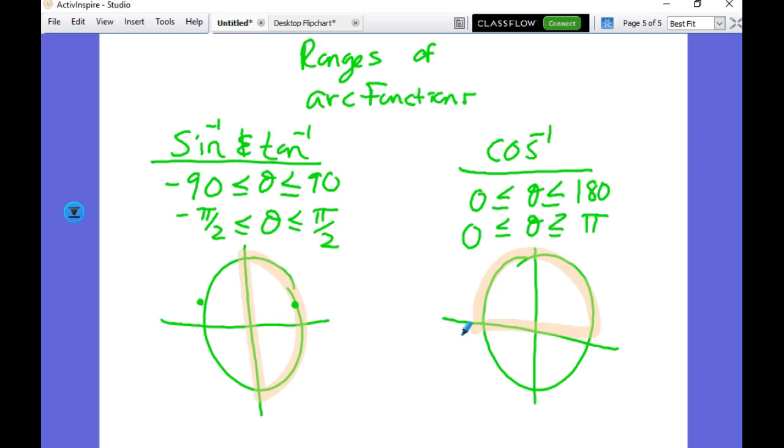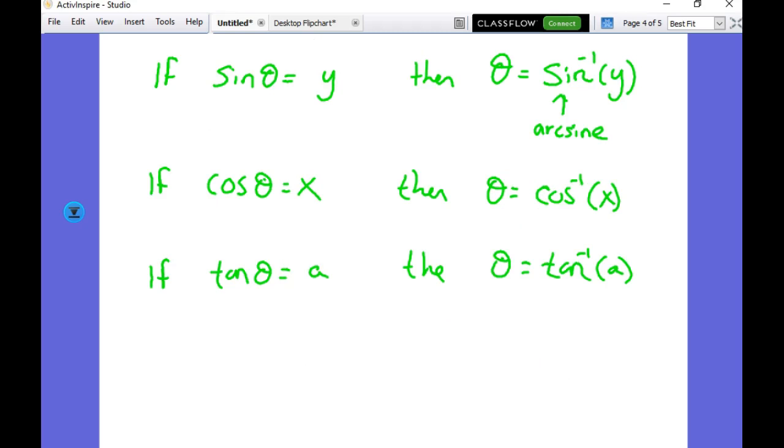Okay? All right. So there you guys have it. I don't think I gave you a title on this last slide, so I'll go ahead and write it. We'll call this A, and it's arc functions is what they're called.